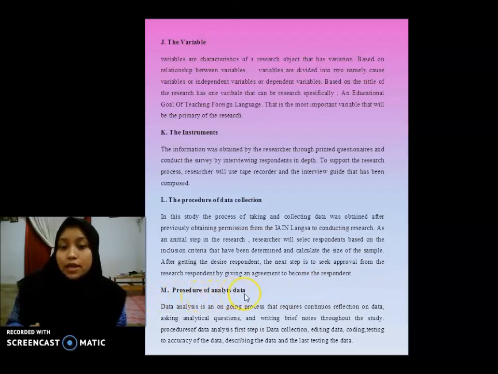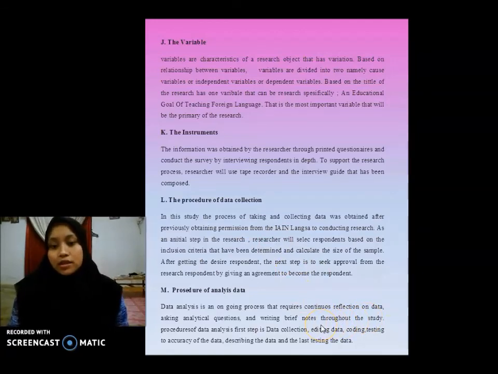Procedure of data analysis. I'm sorry, this is the wrong order. Data analysis is an ongoing process that requires continuous reflection on data, asking analytical questions, and writing brief notes throughout the study. Procedure of data analysis. First step is data collection, editing data, coding, testing the accuracy of the data, describing the data, and the last, testing the data.